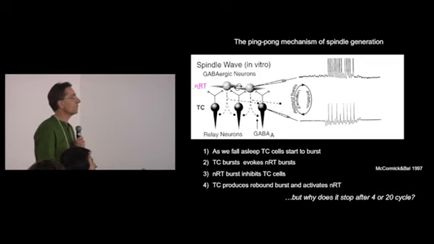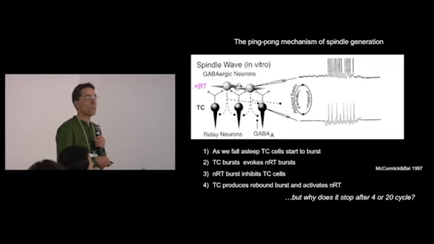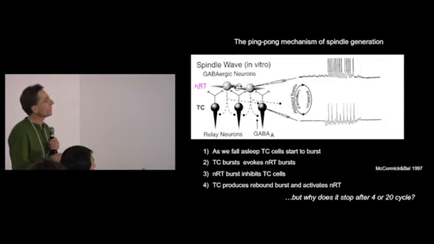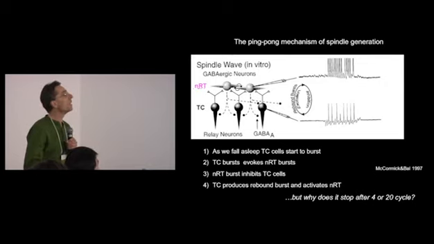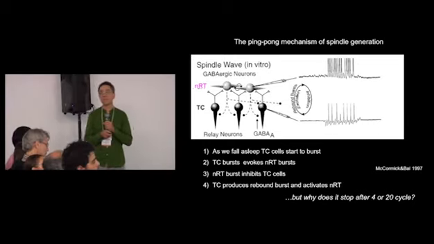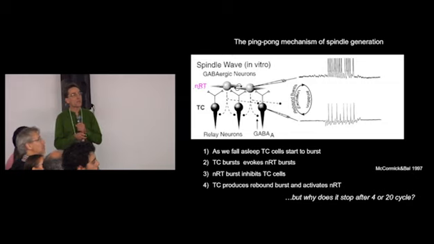However, TC cells have very specific rebound mechanisms, and after this inhibition, they again produce a burst and the whole cycle starts again. So the basic idea is excitation, inhibition, with this ping-pong mechanism, the oscillation goes on, and basically the time course, the 7 to 15 hertz, is determined by the kinetics of the NRT-mediated inhibition and the rebound.